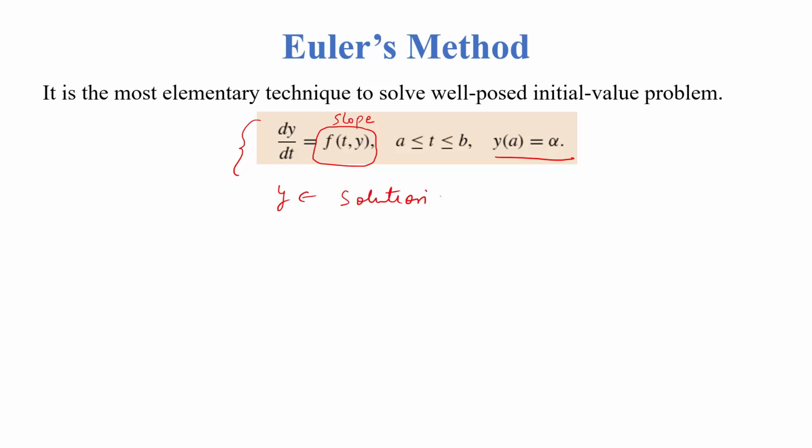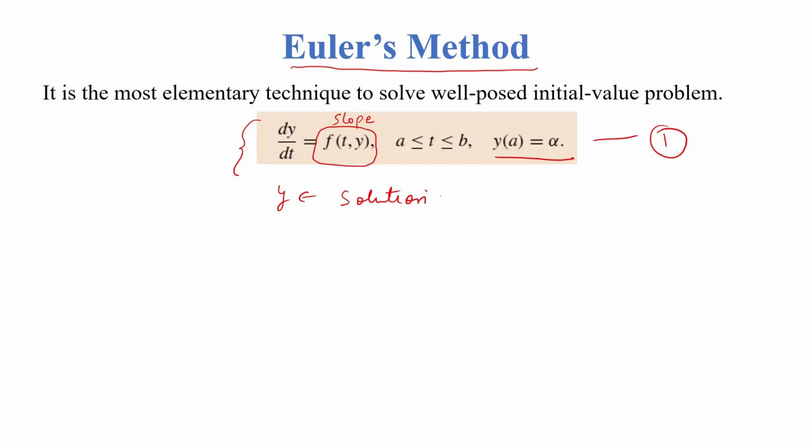So why are we using a numerical technique? Because sometimes it is very difficult to find the exact solution for this equation, and it is not always possible to find the exact solution. So we use a numerical technique to find the approximate solution y. We want to approximate, so we are using Euler's method. Now how does Euler's method work?